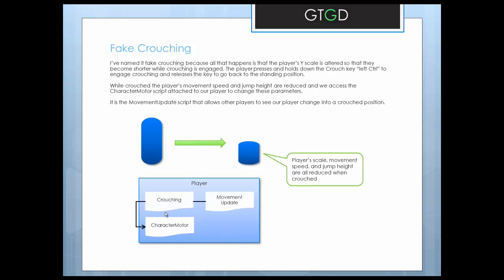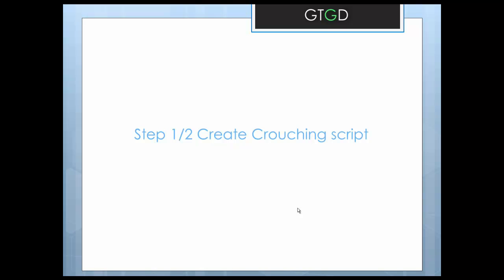Quite simply, we'll write a new script called the crouching script, and when the player presses their left control key and holds it down, it'll change the scale of the player, and it'll access the character motor script and change the player's speed and jump height. Our movement update script will also see that the player's scale has changed, so we'll also edit the movement update script to update the player's scale across the network. Our first step will be to create that crouching script.